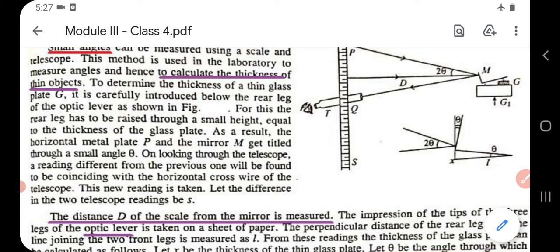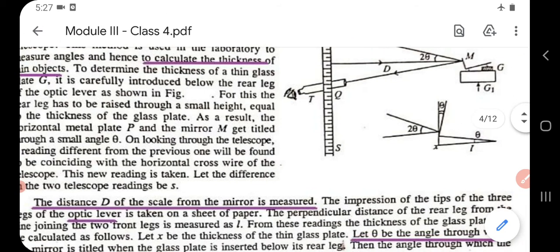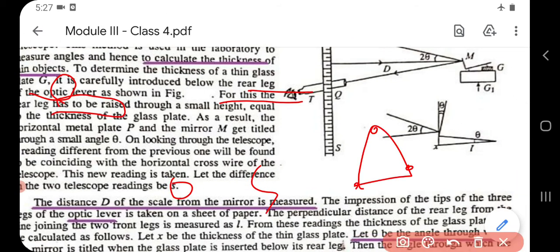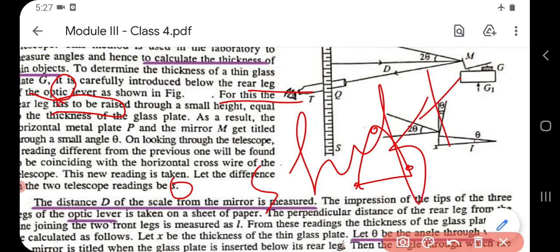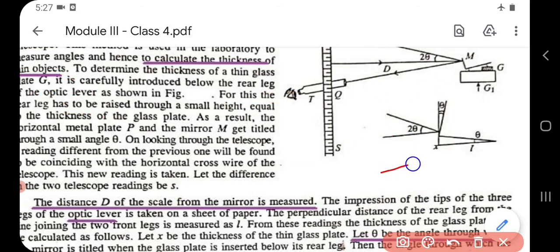On looking through the telescope, a reading different from the previous one will be found coinciding with the horizontal crosswire of the telescope. This new reading is taken and the difference in the two telescope readings is taken as small letter S. That is also called by the name shift.